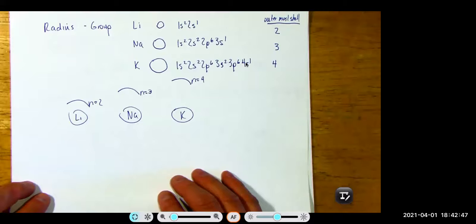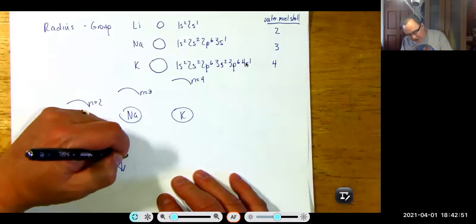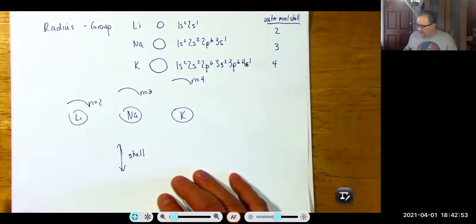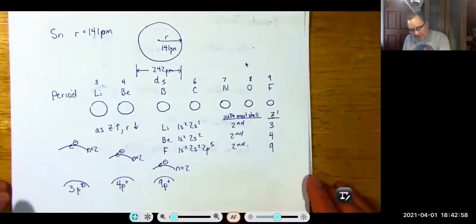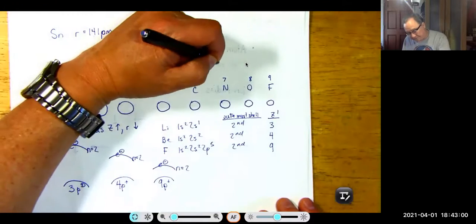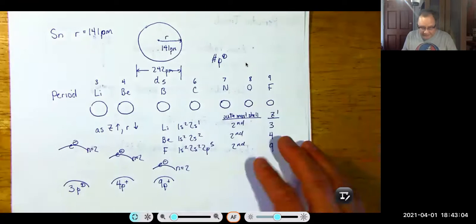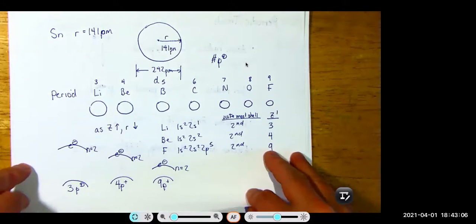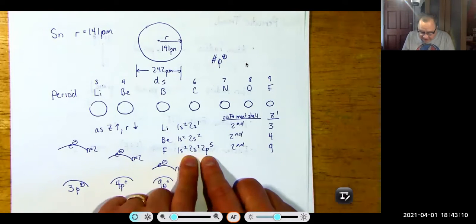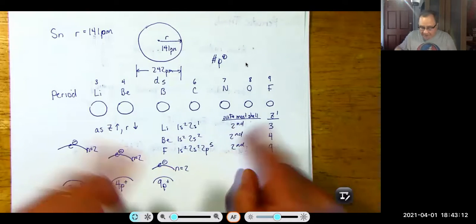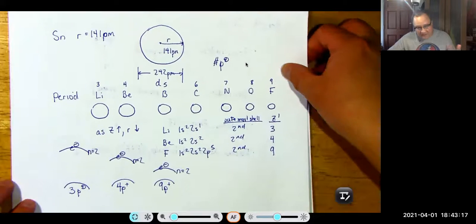Oh, okay. So why do they get bigger? Because we're worried about the shell. Here, why do they get smaller? Because we're worried about number of protons. So the left-right is how many protons. Now, the reason we care about protons here is because look at the shell here. The shell is the second. It's always the same. If the shell's always the same, then you can't say, well, they have different shells, and that explains it.